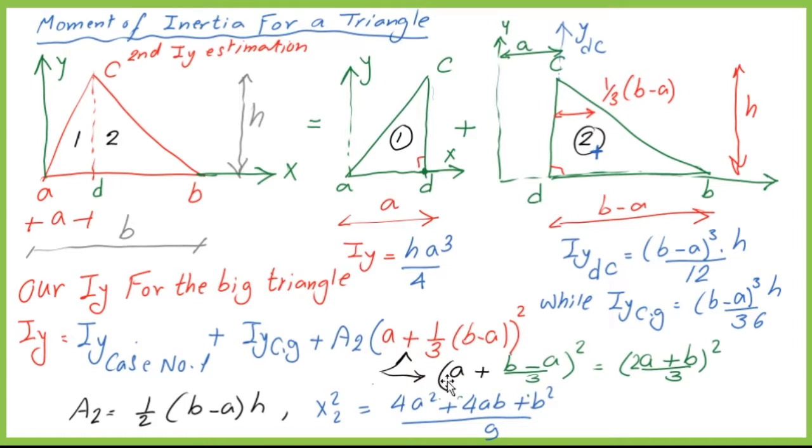We will adjust these terms. We have A and minus A, then we have 2A over 3 plus B over 3. We will raise it to the power of 2, and we call this one x2. We will evaluate x2 squared as 4A squared plus 4AB plus B squared divided by 9.